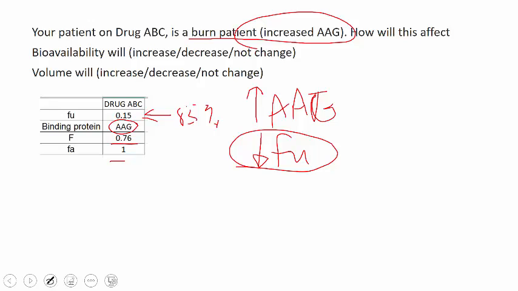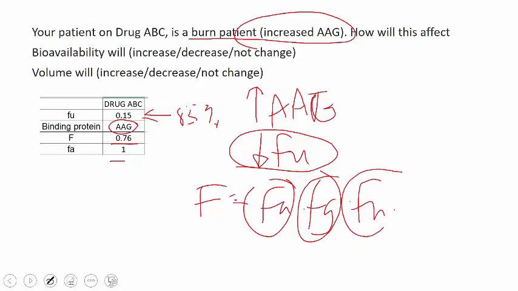Will it alter bioavailability? Well, bioavailability is equal to FA times FG times FH, right? Will changes in fraction unbound affect any of these? No. So we'll see no change in bioavailability. How about volume of distribution? Will a change in fraction unbound determine change volume of distribution?